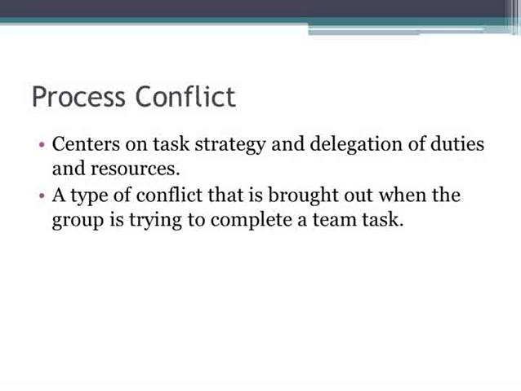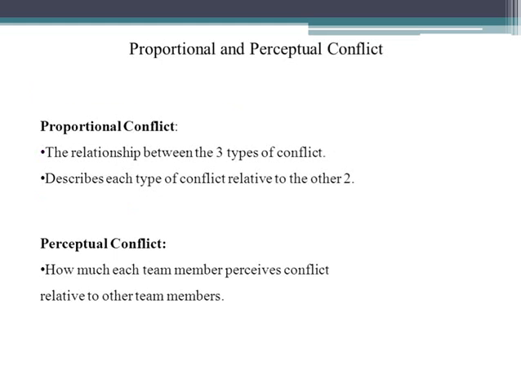Process conflict centers on task strategy and delegation of duties and resources. It is a type of conflict that is brought out when the group is trying to complete a team task.